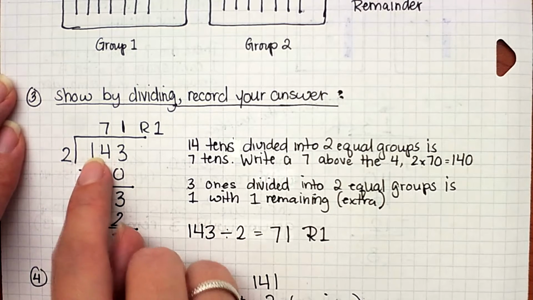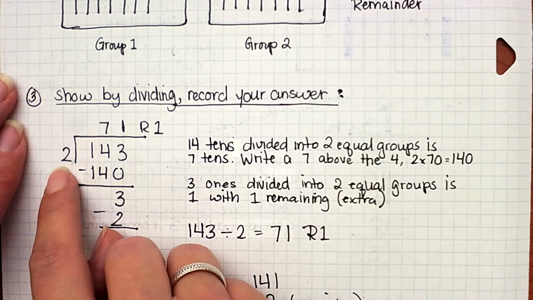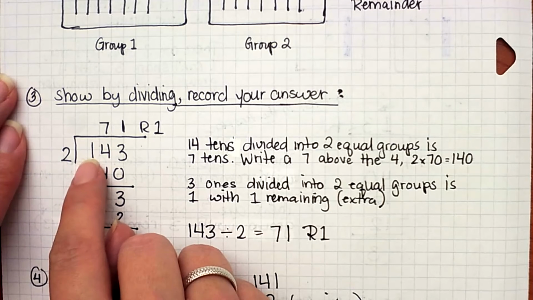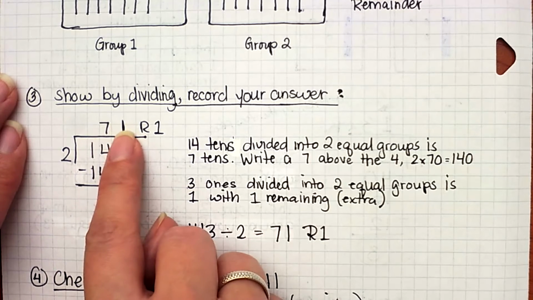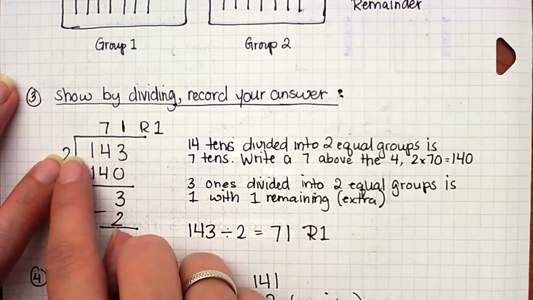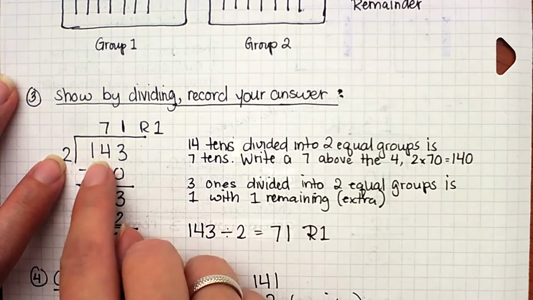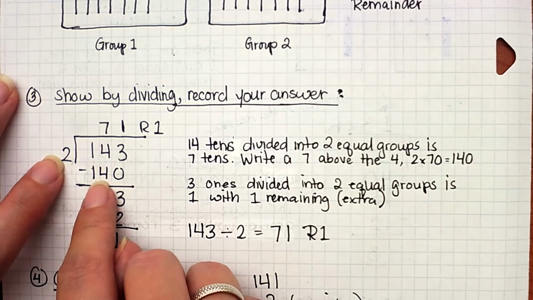So I can't do that 100 group and split it into 2. So I have to share that 100 group, or decompose it, break it apart into 10 tens and 4 tens. So now if I'm working with 10 tens and 4 tens, that's 14 tens. How many groups of 2 are in 14 tens? Well, I know there's 7 groups of 2 in 14 ones. So there's going to be 70 groups of 2 in 14 tens.